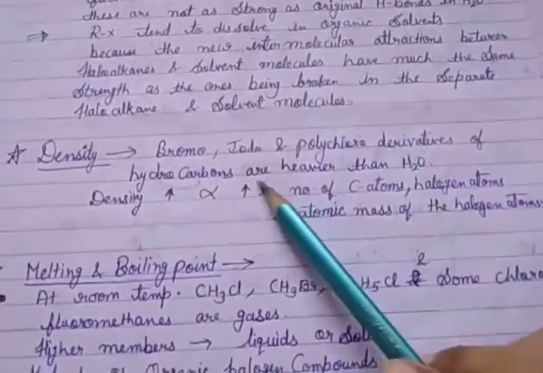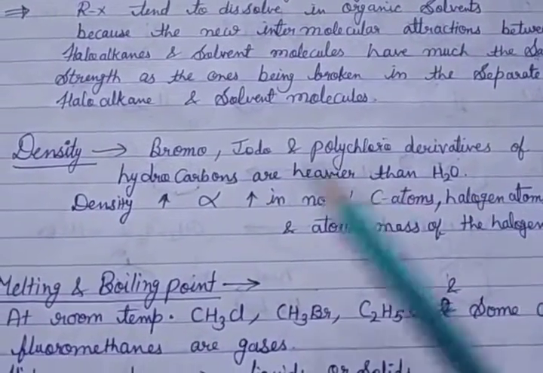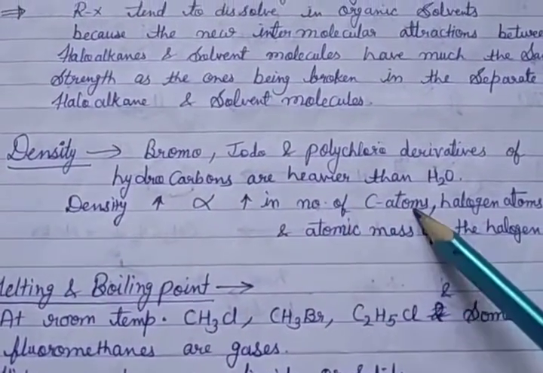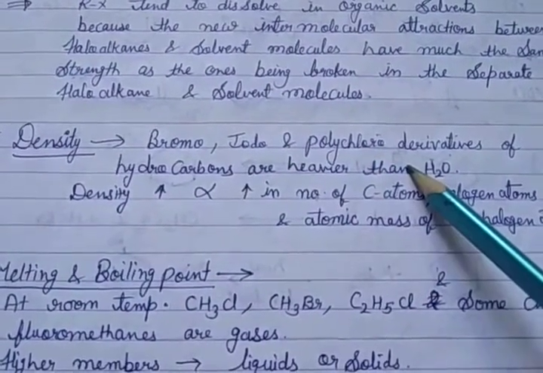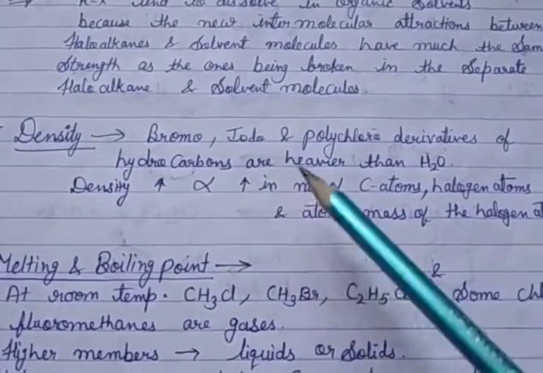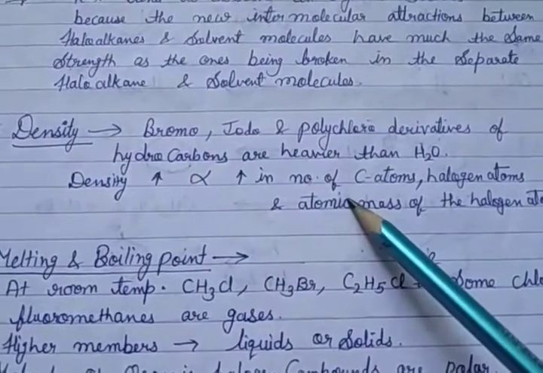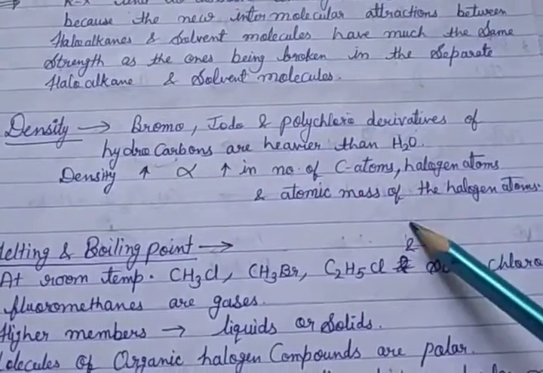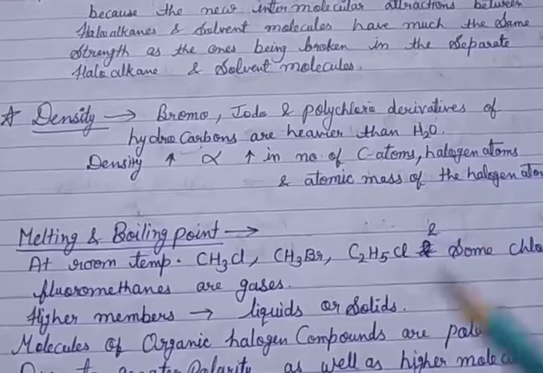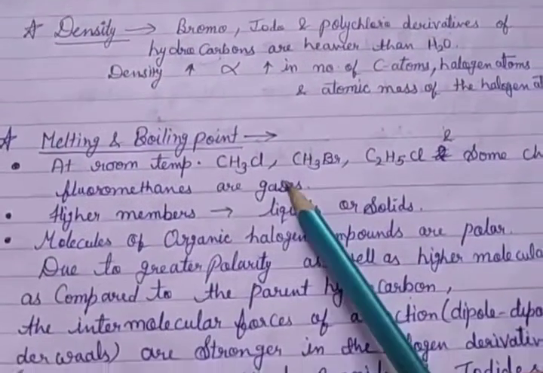Then density. Bromo, iodo and polychloro derivatives of hydrocarbons are heavier than water. Whenever the number of carbon atoms and halogen atoms increases, the atomic mass of the halogen also increases, so the density increases. Then melting and boiling point.